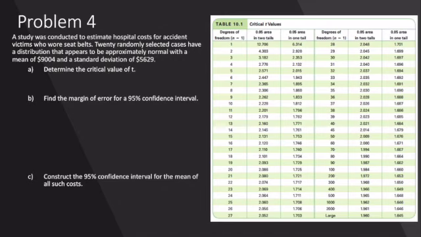Okay guys, let's take a look at problem 4. So a study was conducted to estimate hospital costs for accident victims who wore seatbelts. 20 randomly selected cases have a distribution that appears to be approximately normal with a mean, so this is our sample mean, of 9,004 and a standard deviation of 5,629. That's our sample standard deviation.